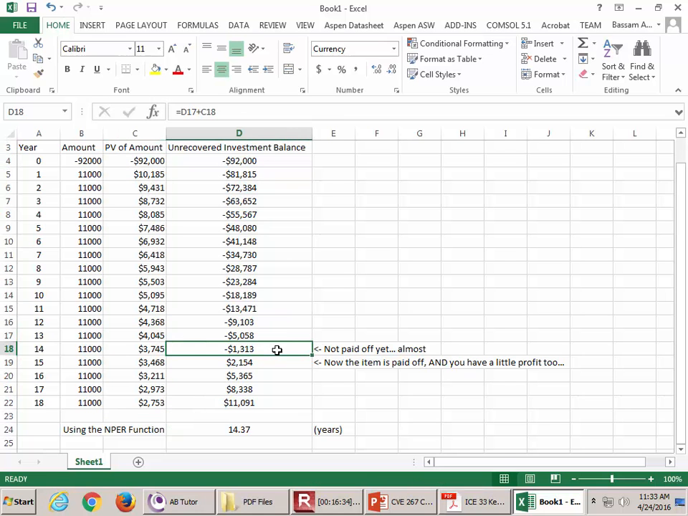So this is showing that at year 14 you're getting close to a 0 unrecovered investment balance, but you're not there yet. So it's after 15 years that it's finally paid off. So if you do the NPER function, it tells you the crossover point's at 14.37 years. But having a decimal is sort of useless because these payments are made in discrete year increments. So you have a payment in year 14, and it's not paid off yet, and then in year 15 it is paid off.